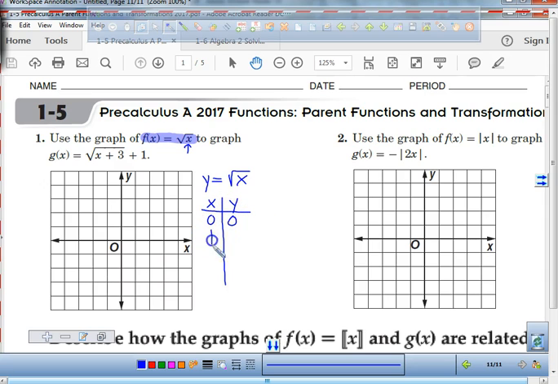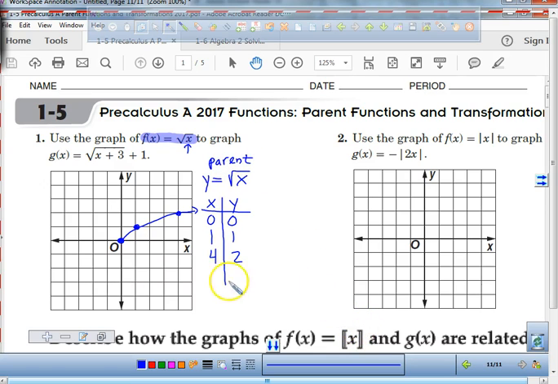0. What's the square root of 1? 1. What's the square root of 4? No. 2, yes. All right, so we're going to plot those 3 points: 0, 0, 1, 1, and 4, 2, and then just simply connect those nice and neat. There is your parent function for all square root functions.